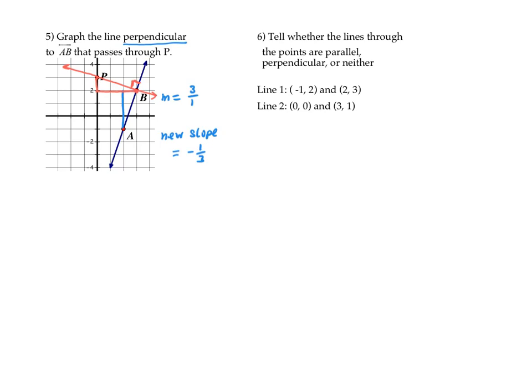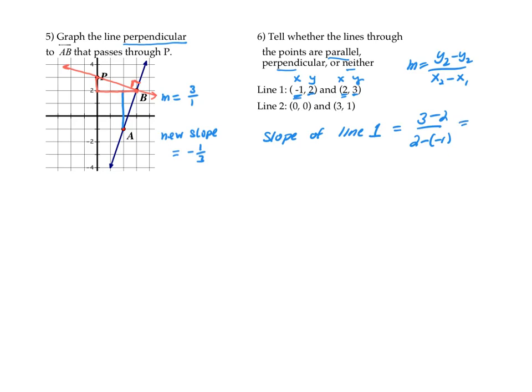Finally the last one, number 6, tell whether the lines through the points are parallel, perpendicular, or neither. So what we have to do is find the slope of both of the lines. So slope of line 1 would be equal to 3 minus 2 divided by 2 minus negative 1. Remember, we have x's and y's. So I'm taking 3 minus 2, the change in y. I'll write the slope formula here. And we're dividing it by the change in the x. So 2 minus a negative 1.